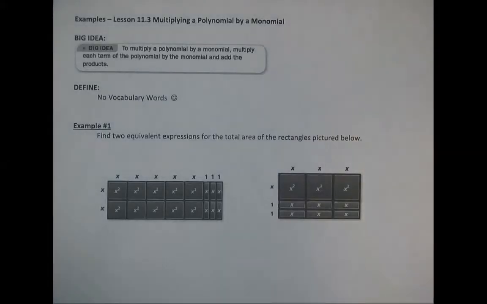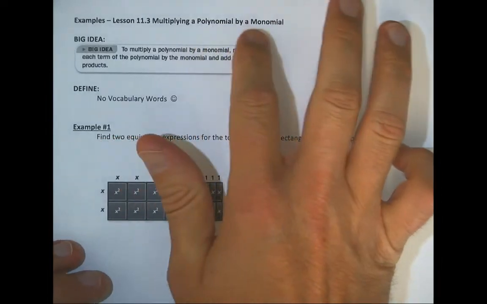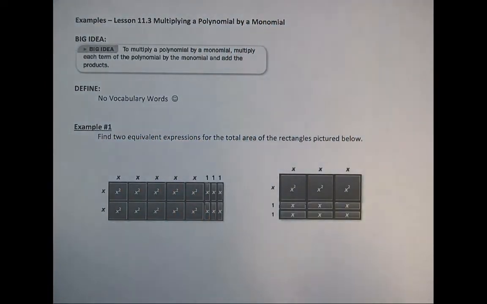This is lesson 11.3, multiplying a polynomial by a monomial. So something that has multiple terms, a polynomial, by a monomial, one term.